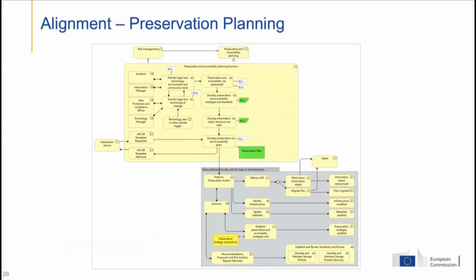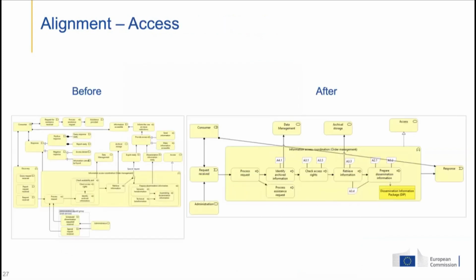Some of the views needed very little modification. This example is preservation planning. The other end of the scale is access. Access was so huge and complicated on the left that I could hardly fit it into this diagram. And you can see that as a result of this work, we could significantly simplify it.